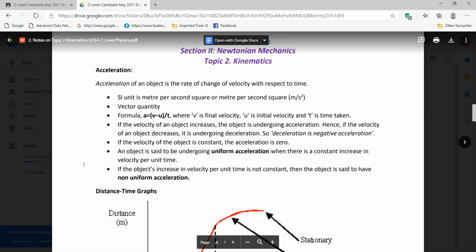Then continue. If the velocity of an object is constant, the acceleration is zero. Very important, very important. If the velocity does not change, that means it remains the same, then there will be no acceleration, because acceleration relates to velocity change, right? Yes, sir.